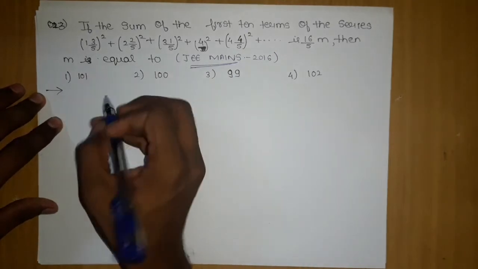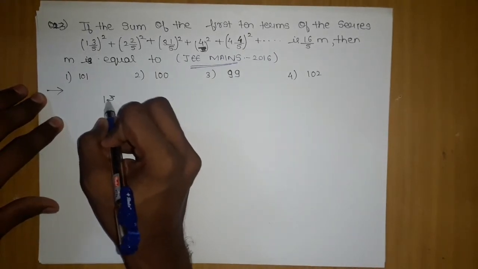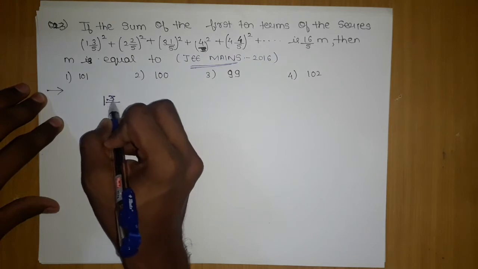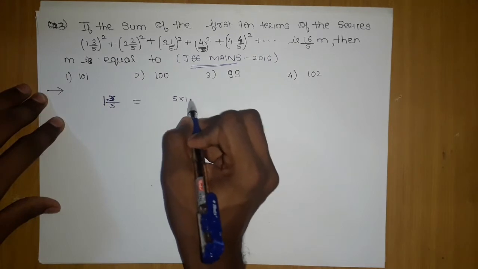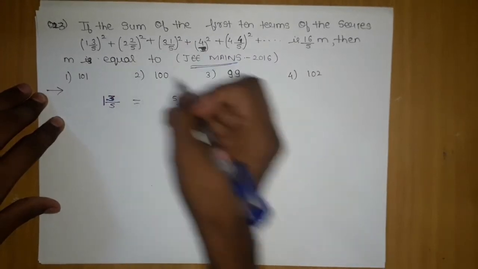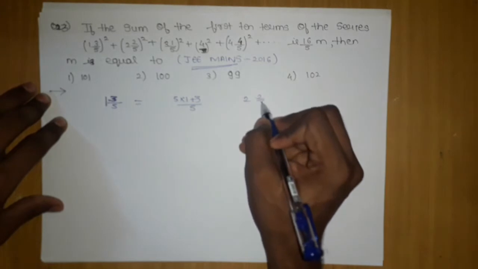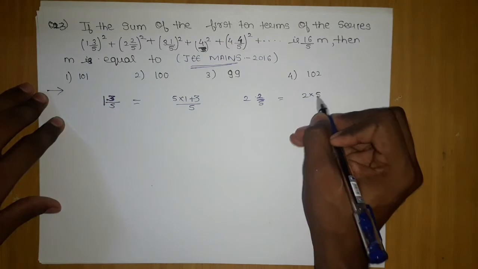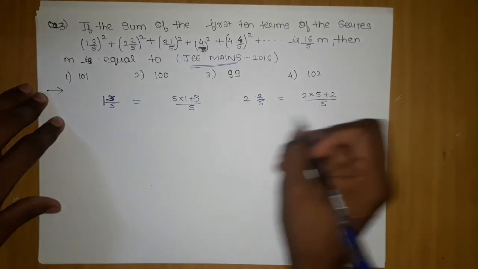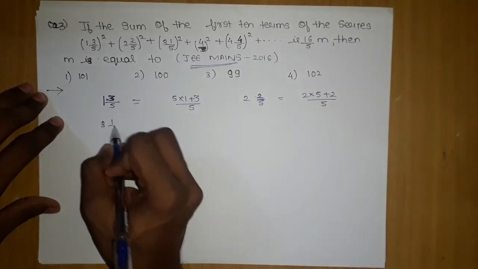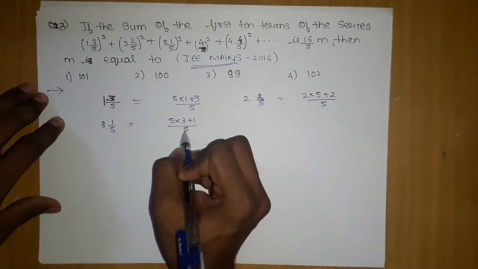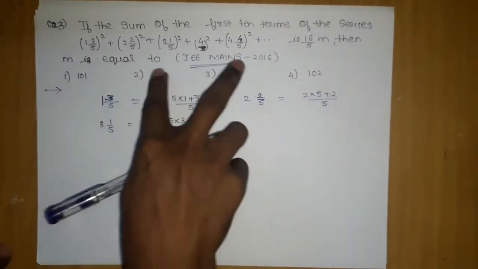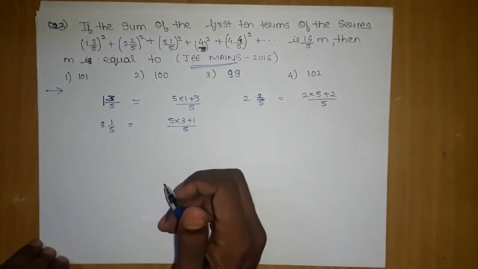Now one thing, they have given numbers like this, 1 3 by 5, the fraction numbers. The way to solve this is nothing but 5 into 1 plus 3 upon 5. So if this is 2 2 by 5, then it will become 2 into 5 plus 2 upon 5, and so on. What will be the next? 3 1 by 5 will become 5 into 3 plus 1 upon 5. So you should know this.